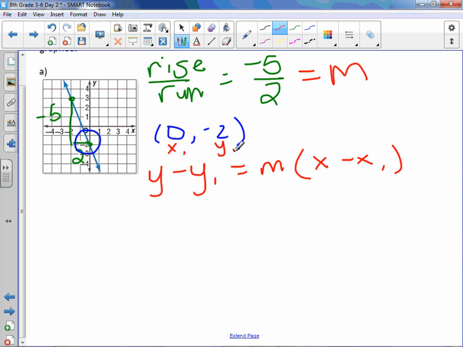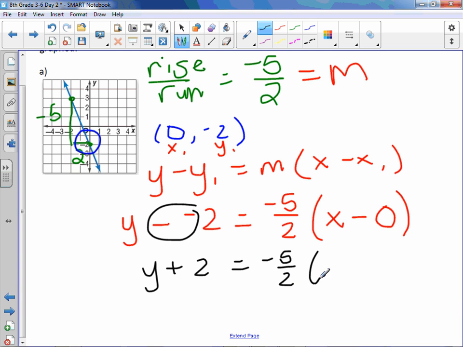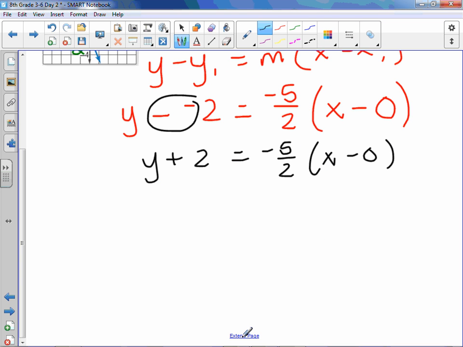So now plug everything in you know. Y minus, our y1 is negative 2, equals our slope of negative 5 over 2 times the quantity x minus our x1 is 0. Okay. Make it pretty, and by make it pretty, I mean get rid of any double negatives you see. So we are left with y plus 2 equals negative 5 halves times the quantity x minus 0. That's our point slope form.